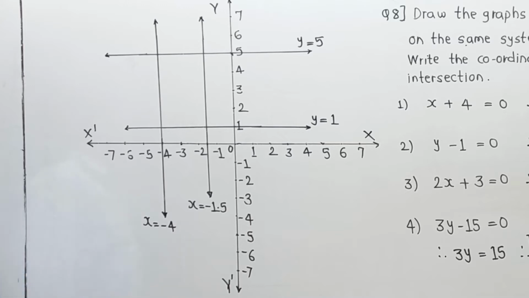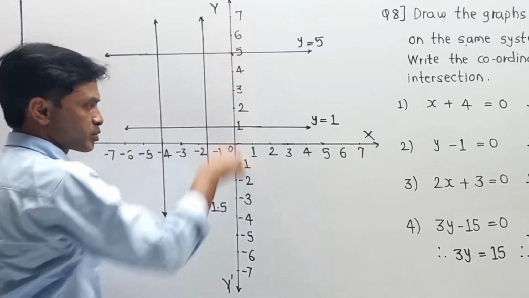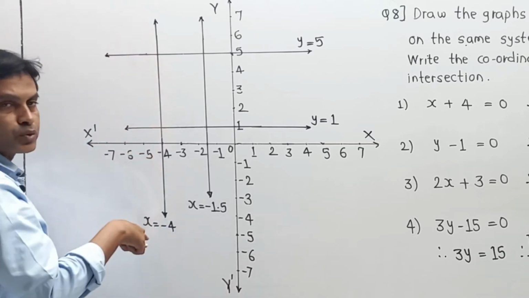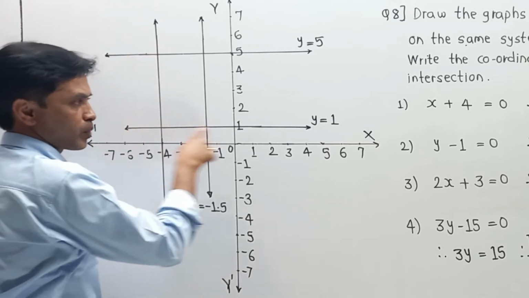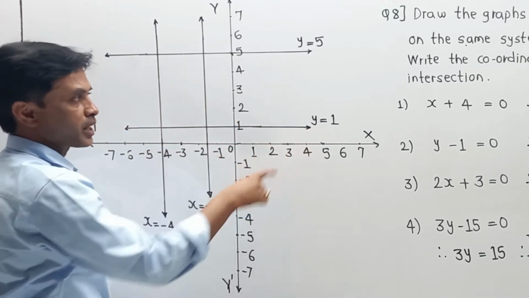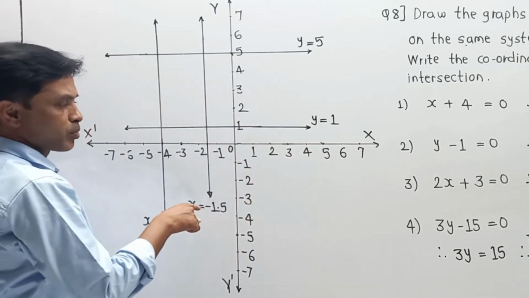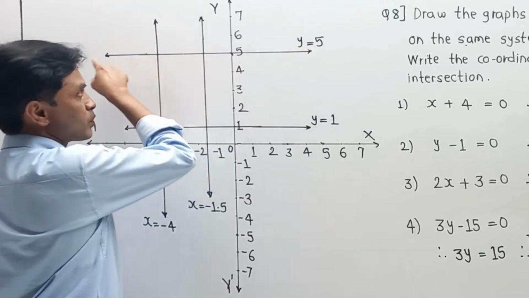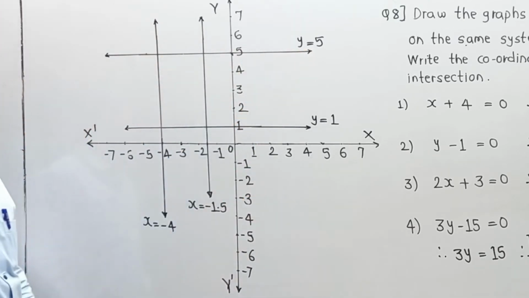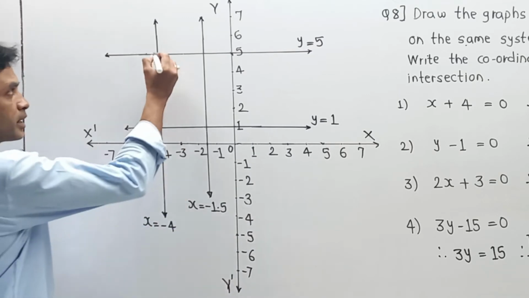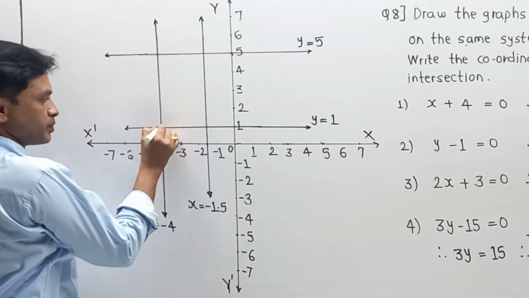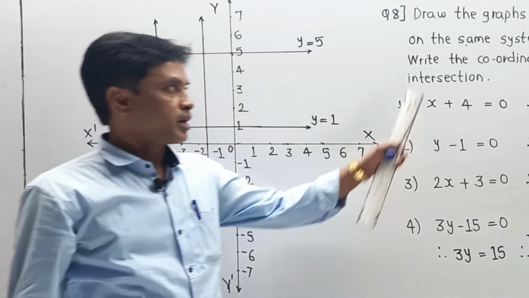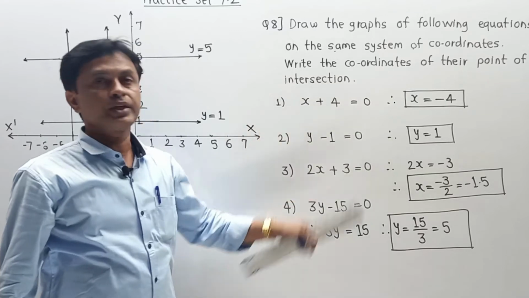Once again, for proper understanding, there is an x-axis as well as a y-axis. We have drawn the first line, x equal to minus 4, which is over here. Next, we have drawn y is equal to 1, over here. Third, x is equal to minus 1.5, over here. And the last, fourth one, y is equal to 5, over here. All these four lines intersect at particular points. Now, as per the condition, write the coordinates of their points of intersection.